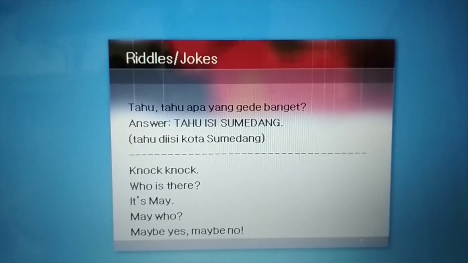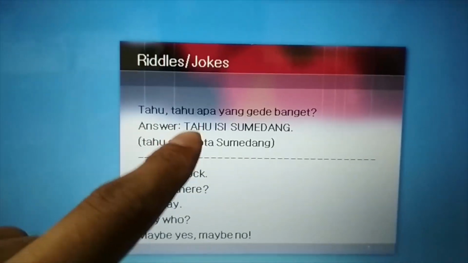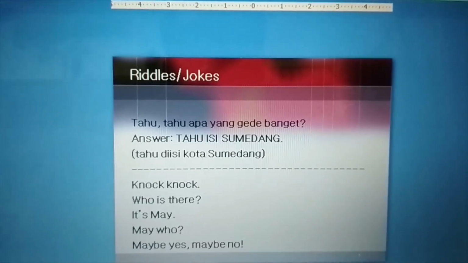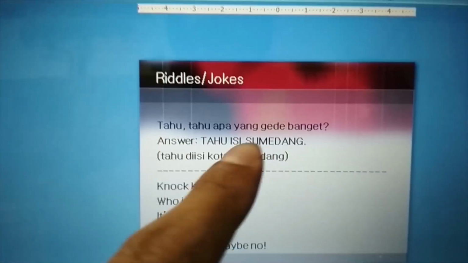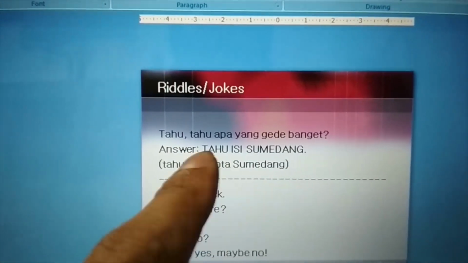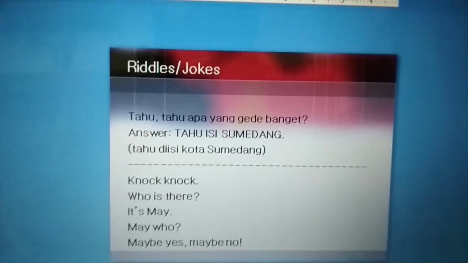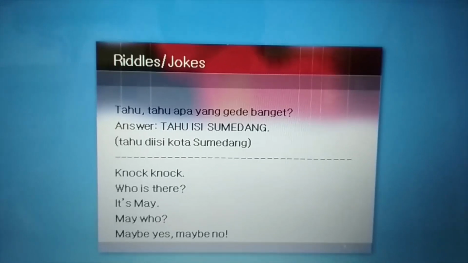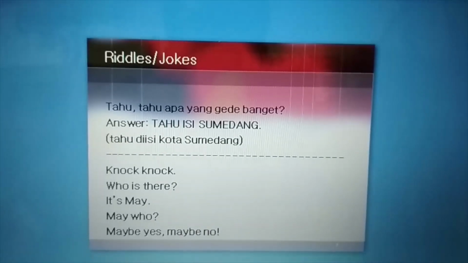As we know, Sumedang is a city in Indonesia, but in this riddle, Sumedang becomes a filler of tofu. So the city becomes a filler of tofu, but it is acceptable, yeah, because we understand the riddle itself.